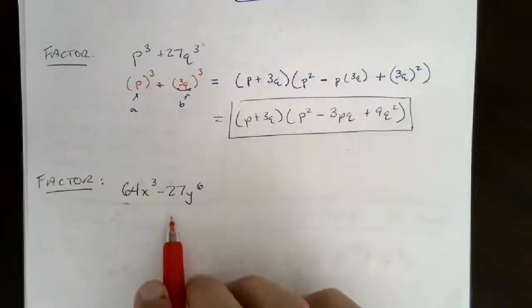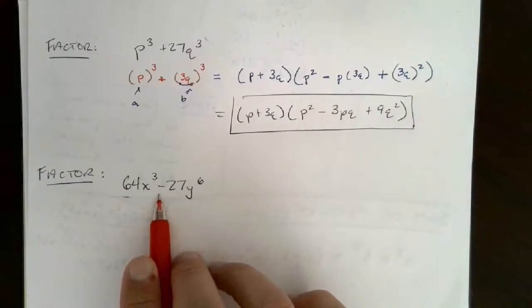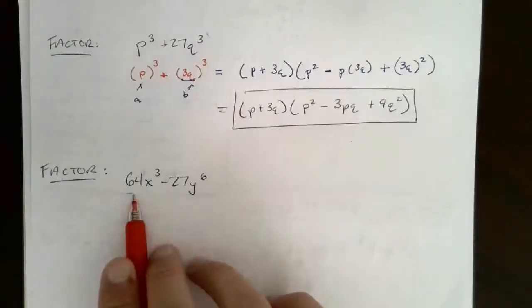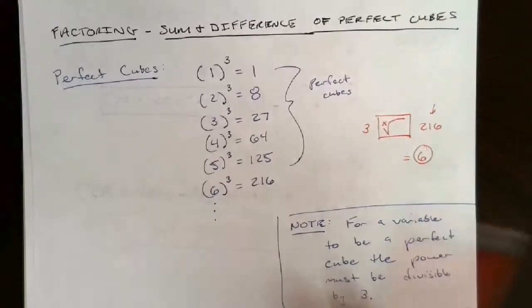Is this the sum or difference of perfect cubes? Well, it's not a sum, right? It doesn't have a plus sign, so we don't have to worry about that. Is it the difference of perfect cubes? We got a minus. Is 64 a perfect cube? Now, if you're not sure, you can take the cube root of 64 on your calculator and see if that comes out evenly. You could also refer back to our list. Is 64 a perfect cube? It is, right? That's 4 to the third power.